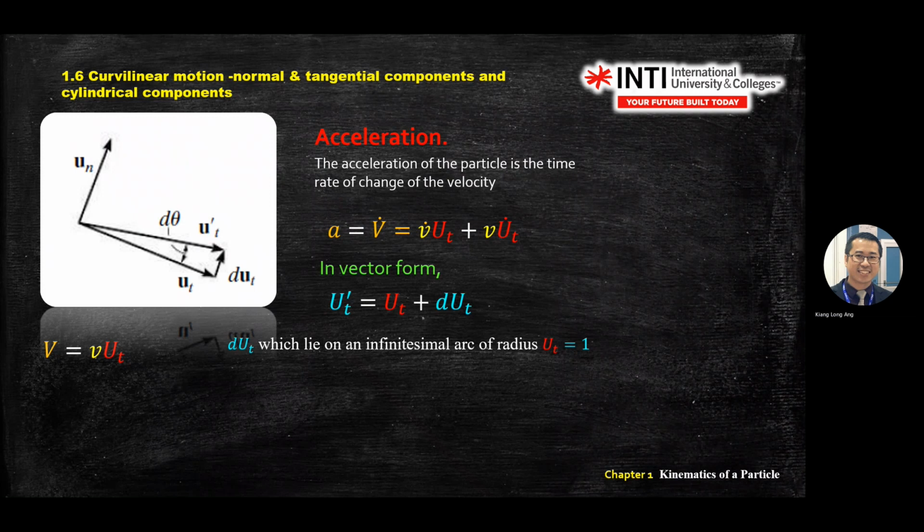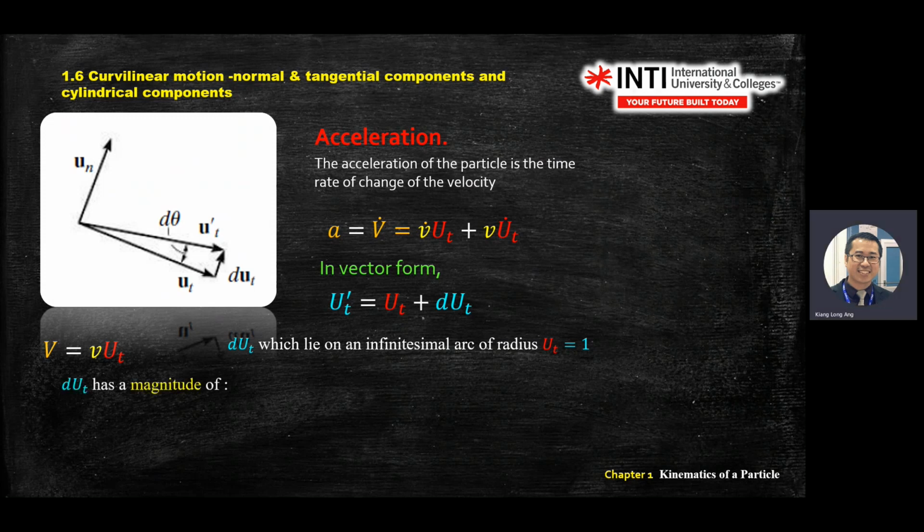Now, for simplification, du which lies on the infinitesimal arc of radius ut, we always take as 1. These small changes are very, very small. So the change of this vector is so small it is very hard to find. You can assume there's no change. We mark this one as 1. So du vector is 1.